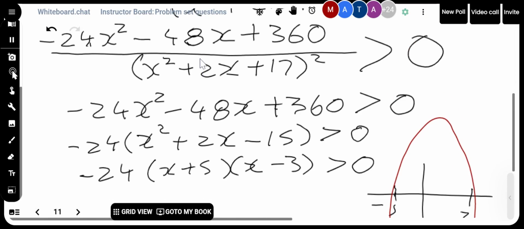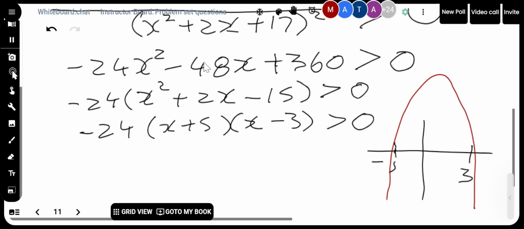So now we have the picture, right? Adam says it opens down, right? And he's right. And the zeros we were told were at minus 5 and positive 3. So we've got that. So now we have a picture. What's the answer to the question? Hall pass, Alexander says. Okay, Alexander. Now, what is the answer to the question?